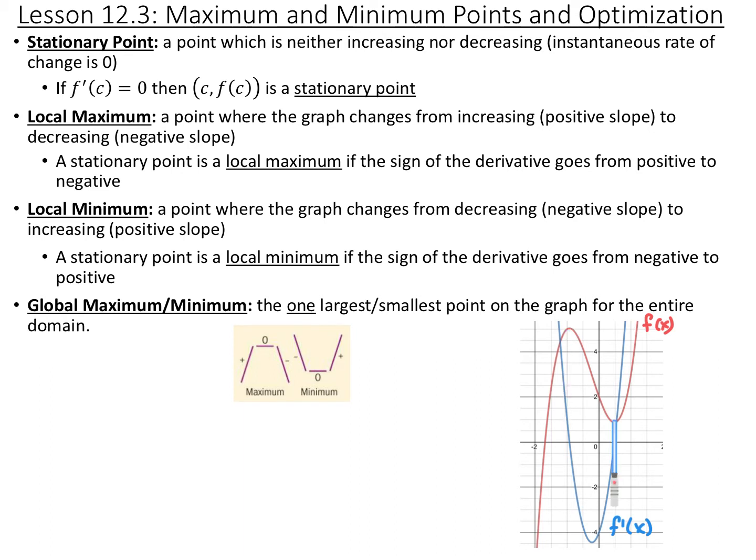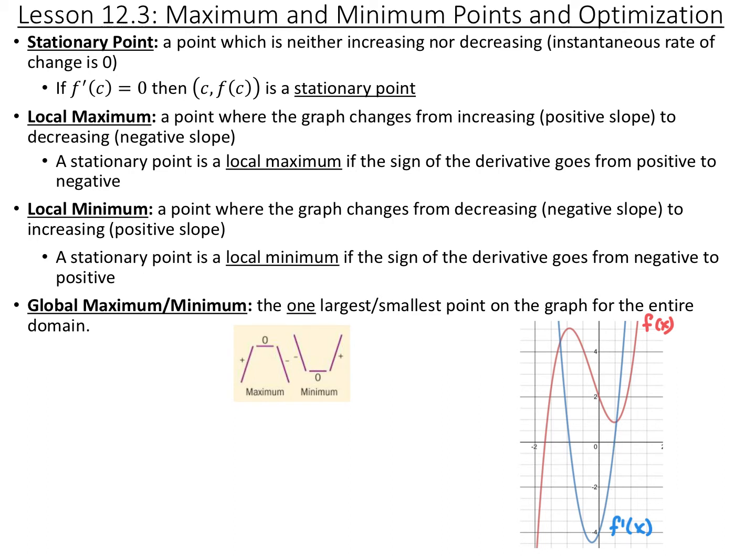A local minimum is a point where your graph goes from decreasing, or a negative slope, to increasing, or a positive slope. So a stationary point is a local minimum if the derivative goes from negative to positive. Negative slope for decreasing instantaneously becomes 0, that's your stationary point, and then becomes positive. So decreasing or negative slope, 0, increasing.